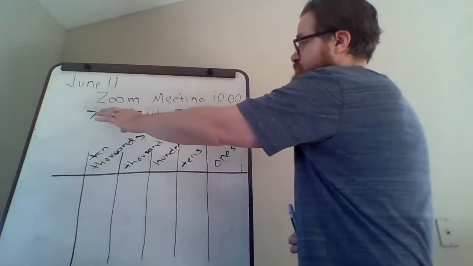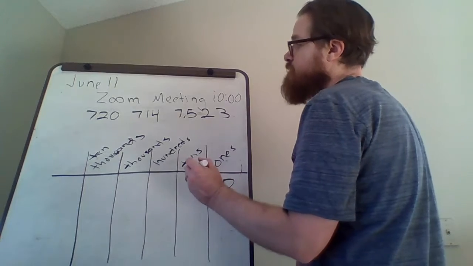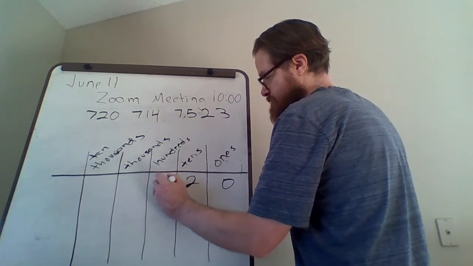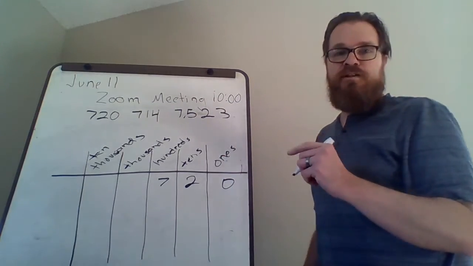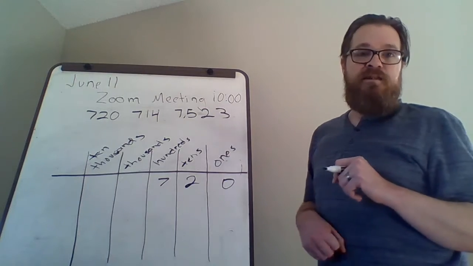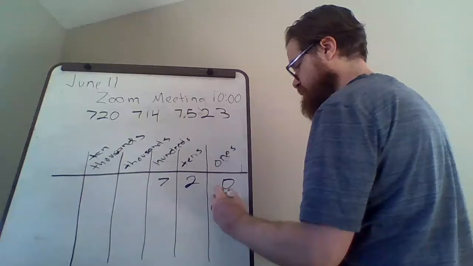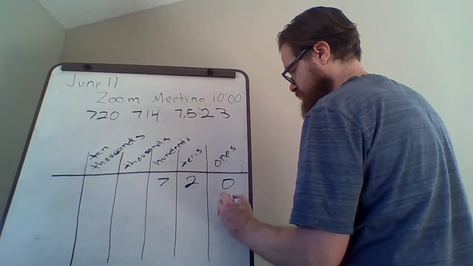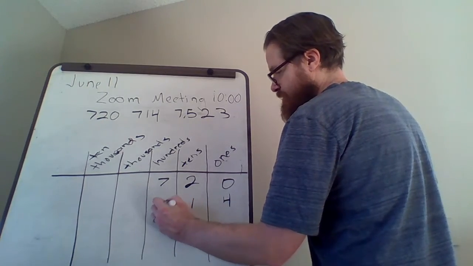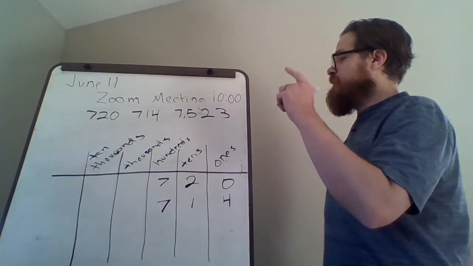I'm taking the number 720. In 720, there's a 0 in the ones place, a 2 in the tens place, and a 7 in the hundreds place. Easy enough. So I wrote in my number, 720. Next I have 714. I'm going to write that in my place value chart too. In 714 there is a 4 in the ones place, a 1 in the tens place, and a 7 in the hundreds place.